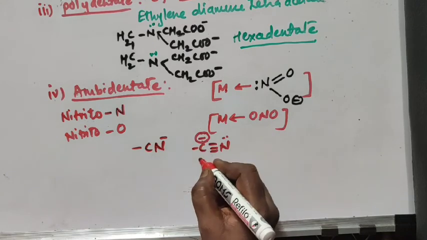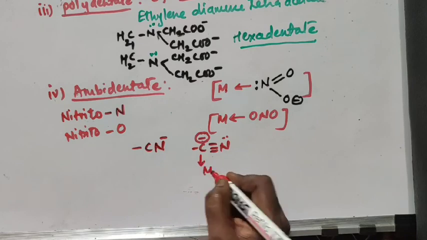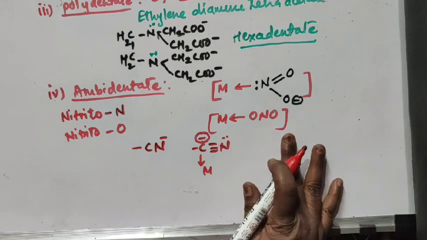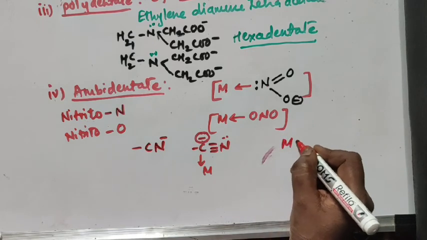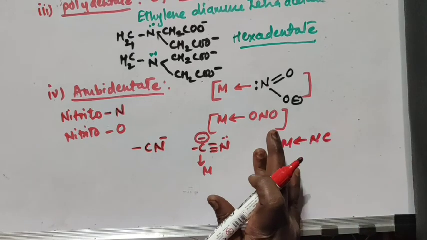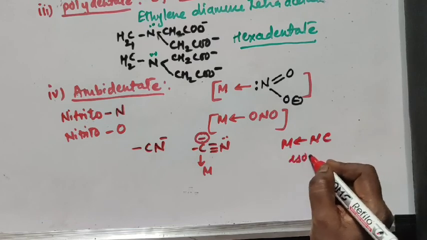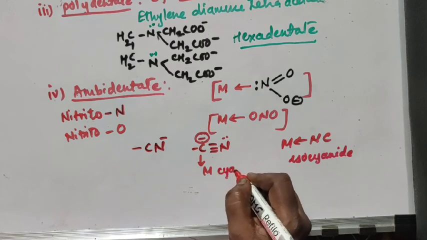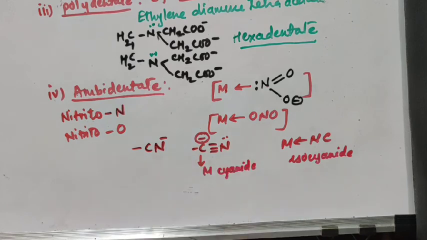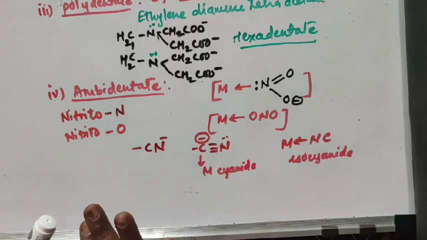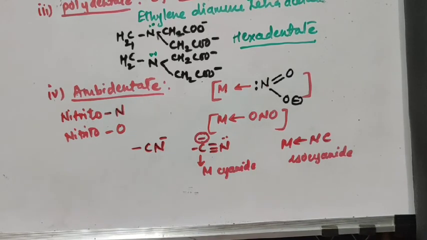So when this carbon atom donates an electron pair to the central metal atom, then it is a cyanide. When nitrogen donates, I'll write here, sorry, M-NC, the nitrogen donates an electron pair to the central metal ion, then it is an isocyanide. This is your cyanide. So wherever there is a cyanide group, actually the carbon atom donates the electron pair, because nitrogen is more electronegative than the carbon atom, and carbon also acquires the negative charge, so it is unstable.